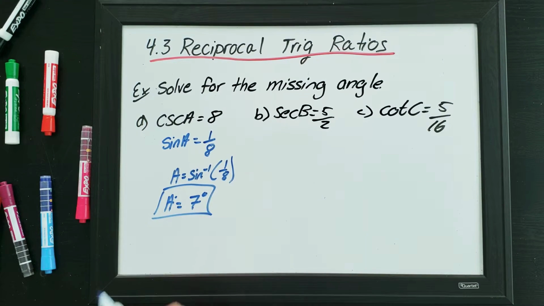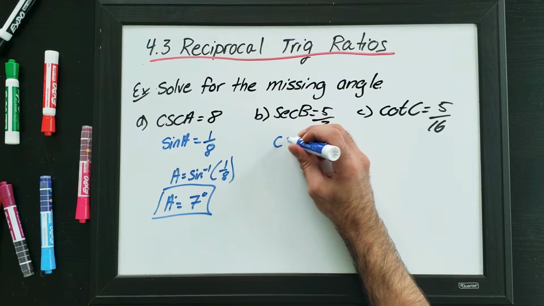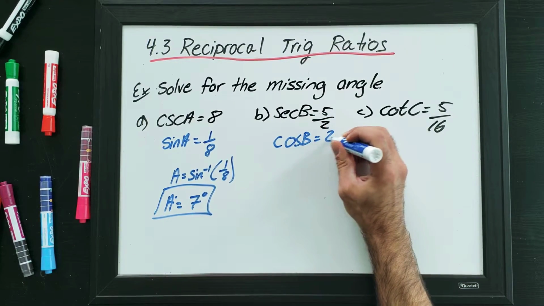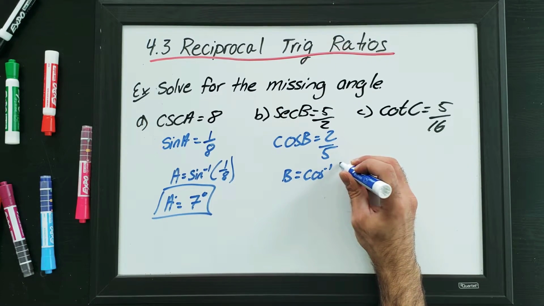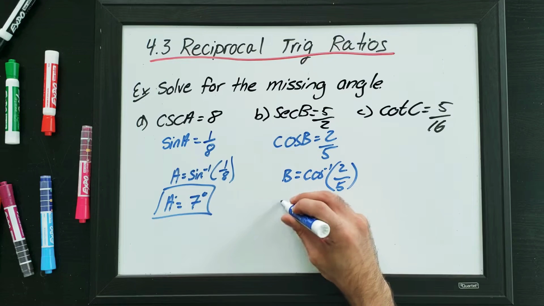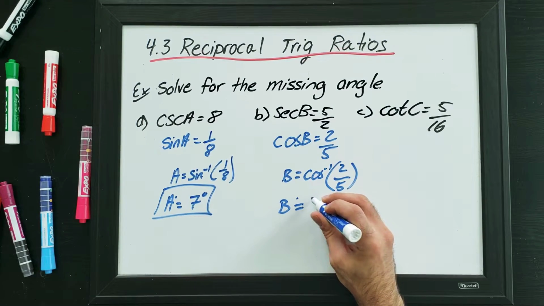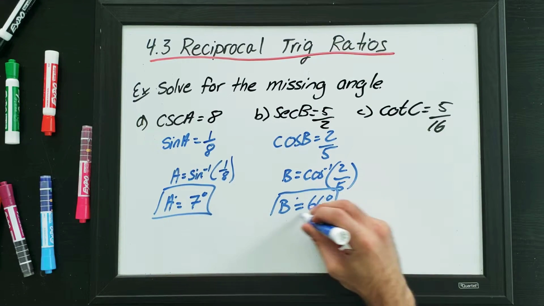Okay, next. Secant of B is 5 over 2. I know secant is the reciprocal of cos. Cos B is 2 over 5. So B is cos negative 1 of 2 over 5. And B is approximately 66 degrees.